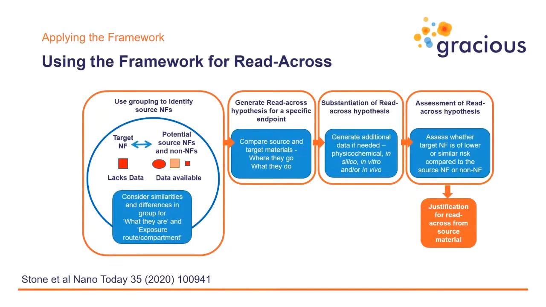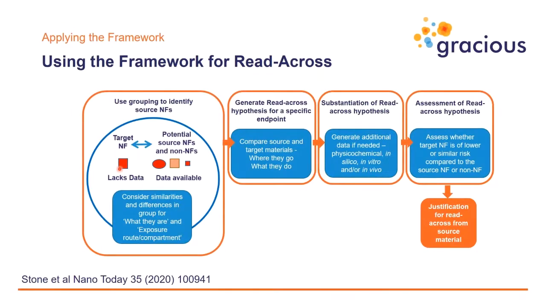So one of the applications that you can use grouping or the group for is to lead to read across, and Agnes will talk more about read across in her presentation later. But briefly, what this means is that within your group, so you've identified your group, there will be some nanoforms that have data available to support risk assessment, and there will be some nanoforms which lack data, and these are known as your target nanoforms.